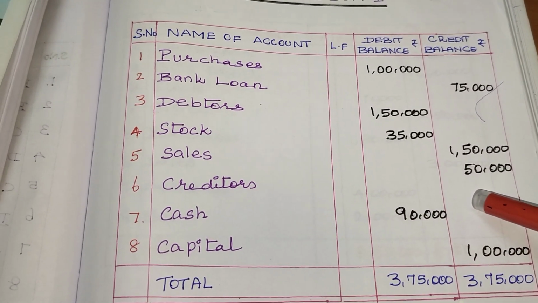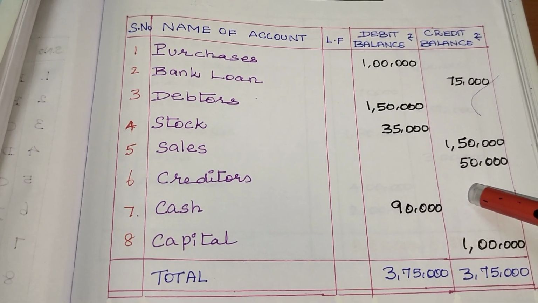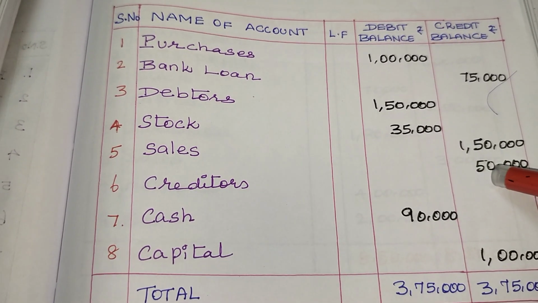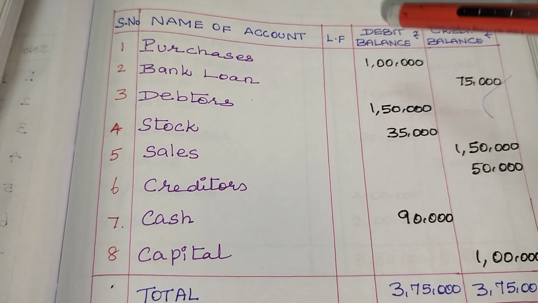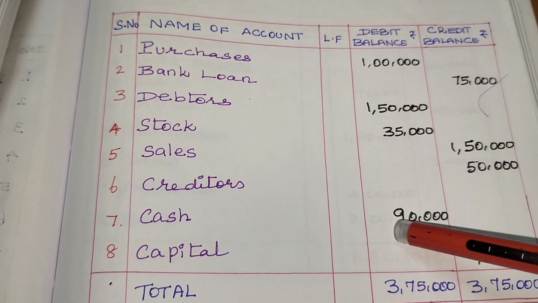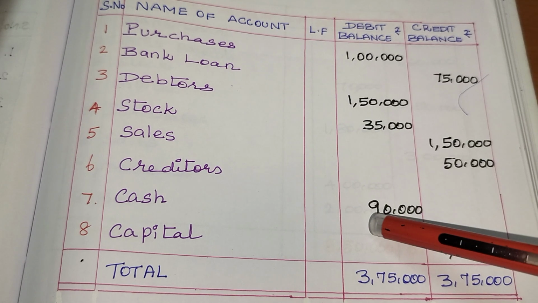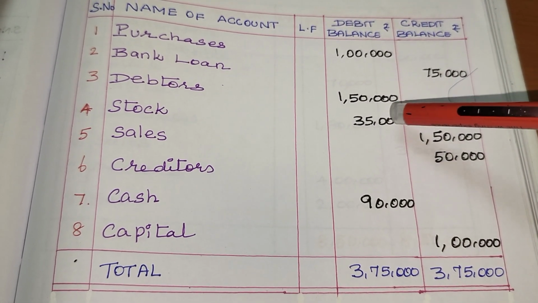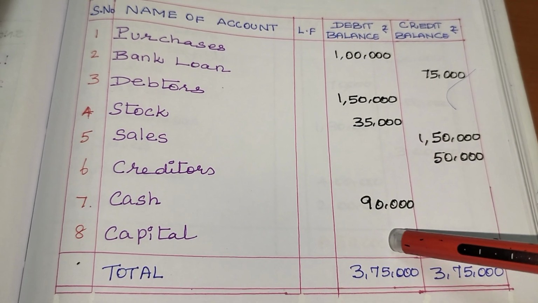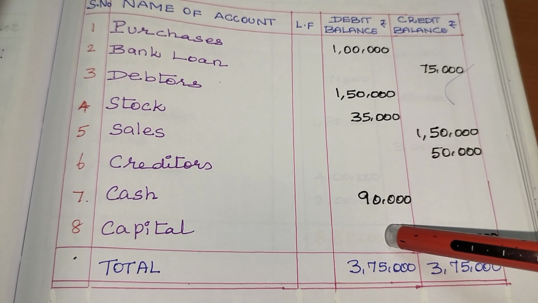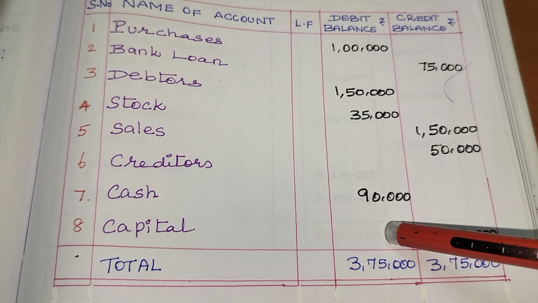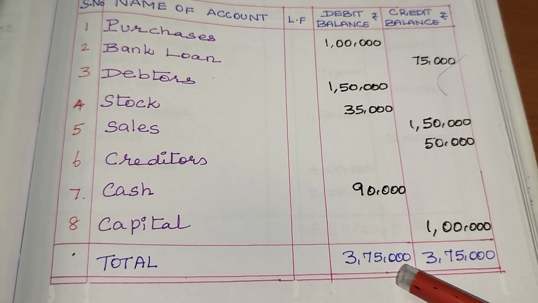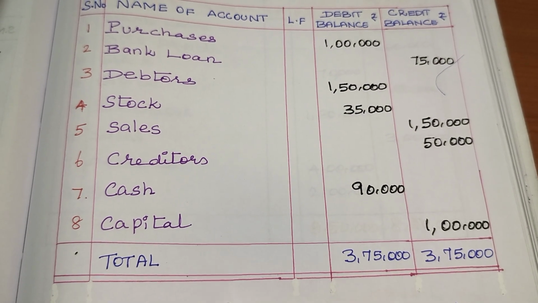What do we do now? Now we are going to total the debit balance and credit balance separately. First we calculate the debit balance total. How do we calculate? We add all the values of the debit balance. So 1 lakh rupees plus 1,50,000 rupees plus 35,000 plus 90,000 rupees, what do we get? We get 3,75,000 as the debit balance total.